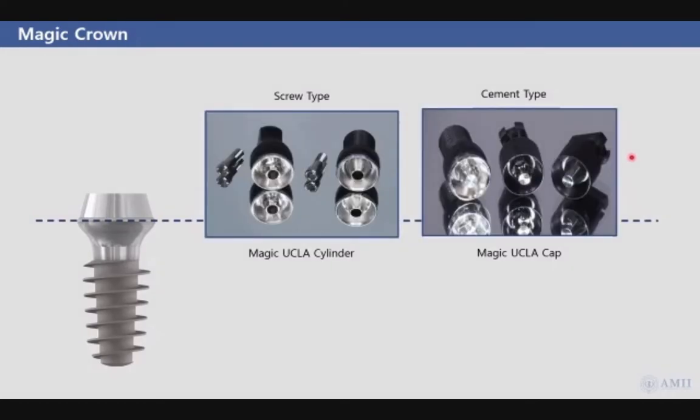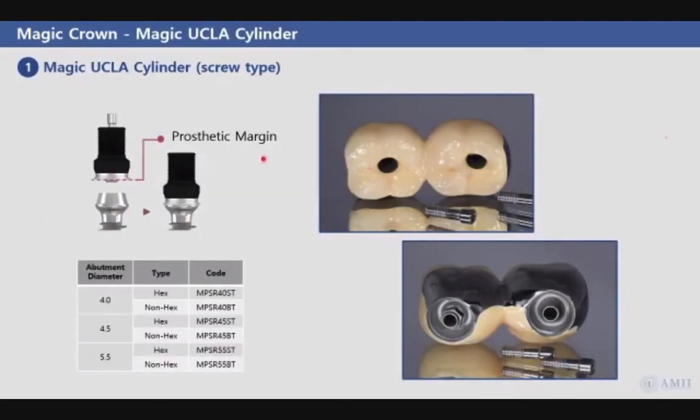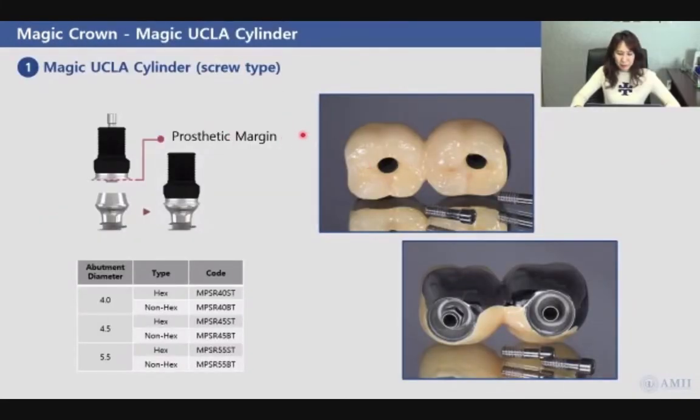And this is the actual picture that we have. This is a picture taken from below of the cylinder and the cap. Both of them come in a hex and non-hex version. So let me talk to you in detail about the screw type, the cylinder for screw-retained restorations.